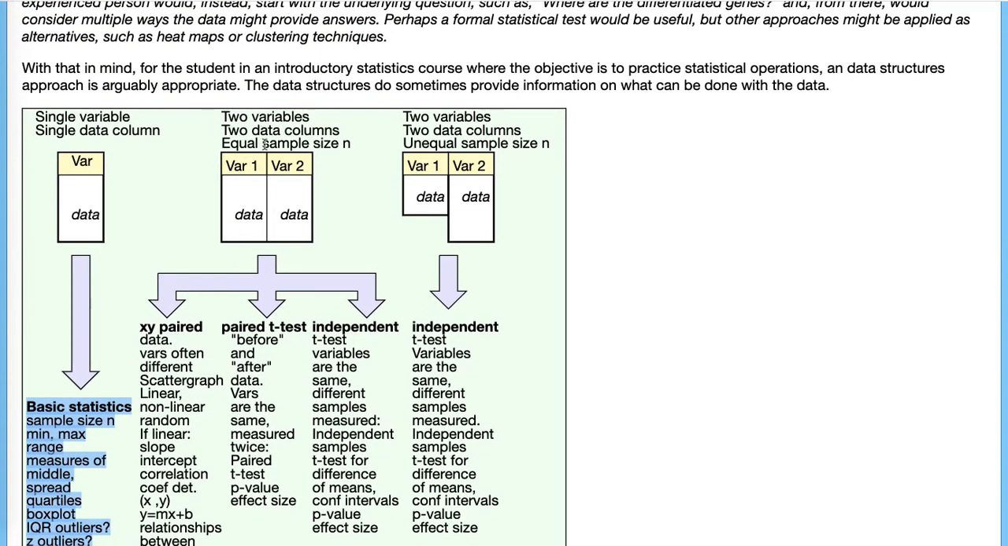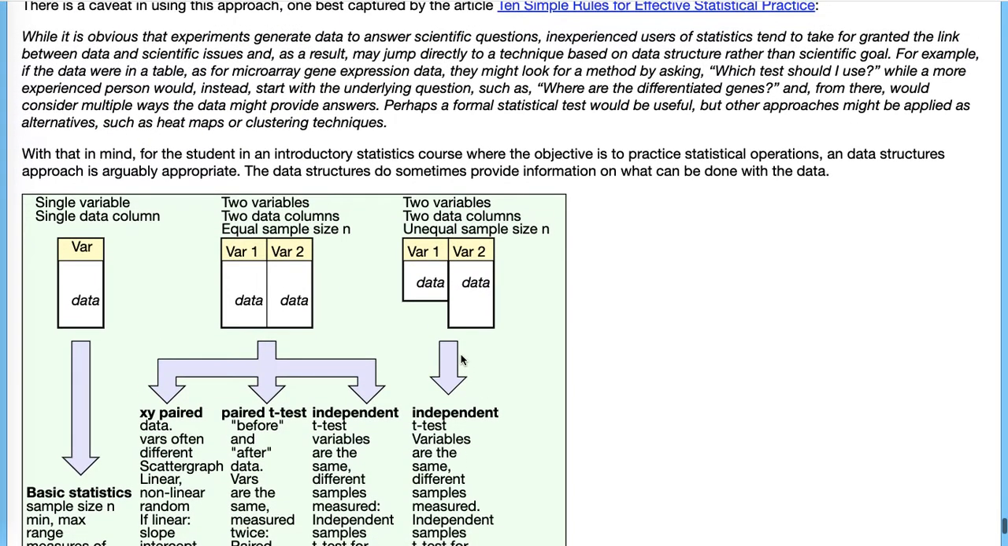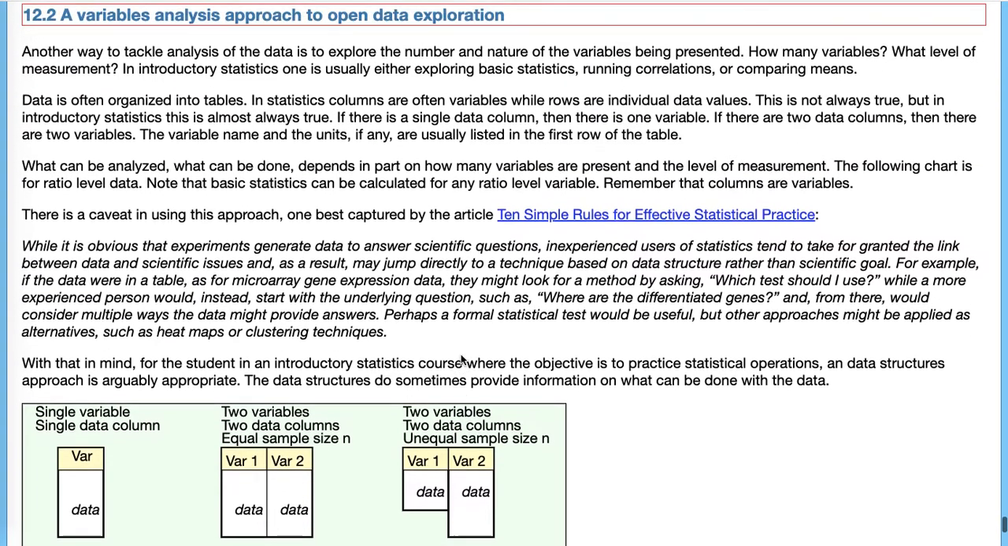If I have two variables, that's two columns. Remember, the variable name is usually in the header, possibly along with units, and data is below. There's three different things I might be looking at. If the variables are different, I'm probably looking at some kind of a relationship of paired data. If the variables are the same and they come in a paired set, like a before and after data set, I might be doing a paired t-test. And if I have two variables that are the same, but totally different samples are measured, I might be doing an independent samples t-test. And then you can look at some of these others on your own. So this is another approach to looking at what you might do.